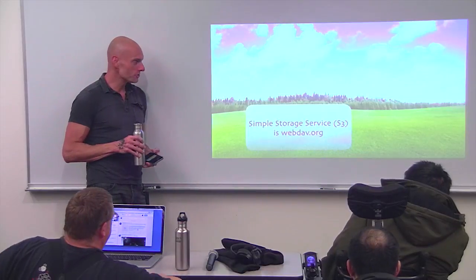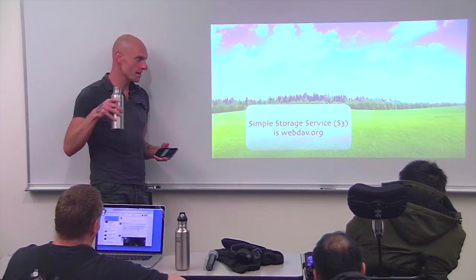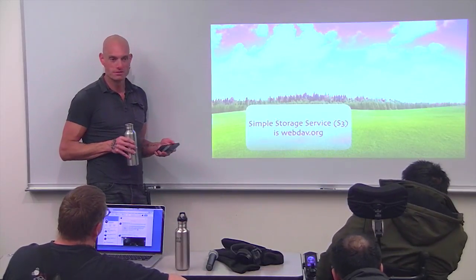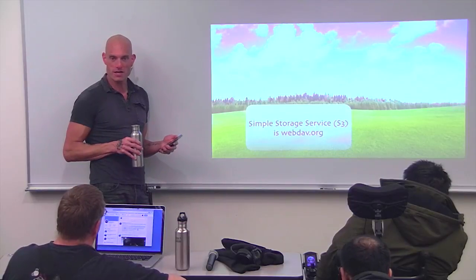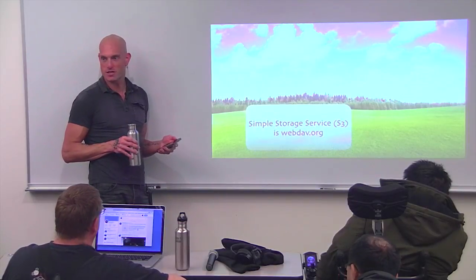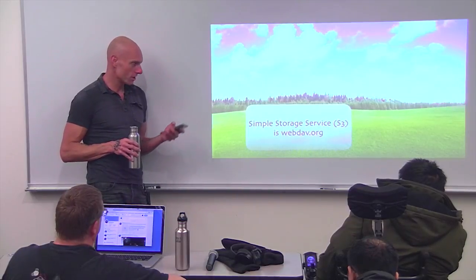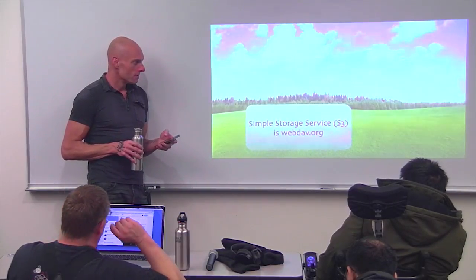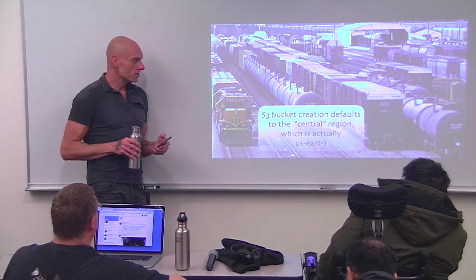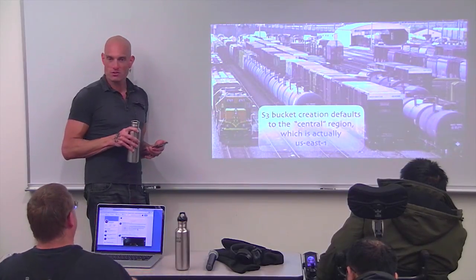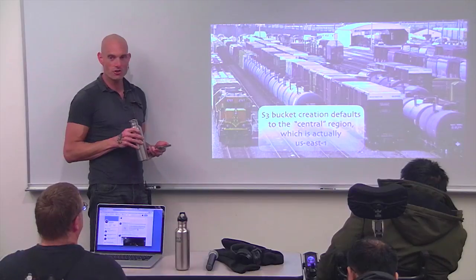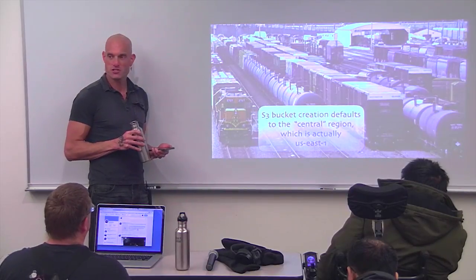All right, so Simple Storage Service, or S3 for SSS, it's WebDAV. So this is basically create, read, update, delete operations over HTTPS or over HTTP. So if you want to know how WebDAV works, that's the URL. But there's a few interesting gotchas. S3 buckets by default are created in what S3 calls the central region. There is no such thing as a central region in AWS. Central is US East 1.